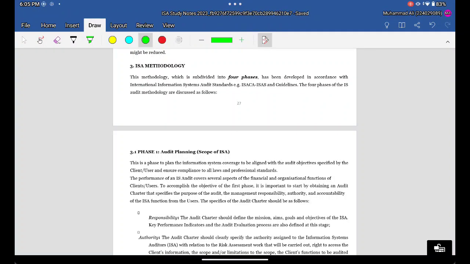Okay, so this is the third section of information system auditing, ISA methodology. So let's go into it. Right? So information system auditing methodology. It's basically, what on earth is methodology? Basically, methodology is the steps to do something. So you've got a goal, and the steps to reach the goal are called methodology. So basically, what this whole thing is saying is: what are the steps to do an audit.